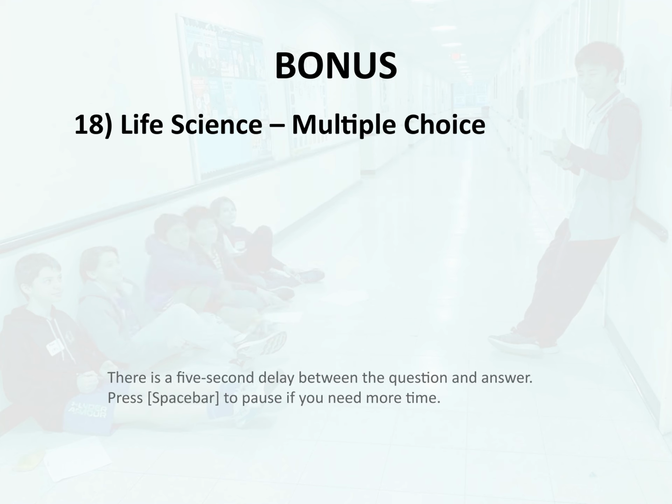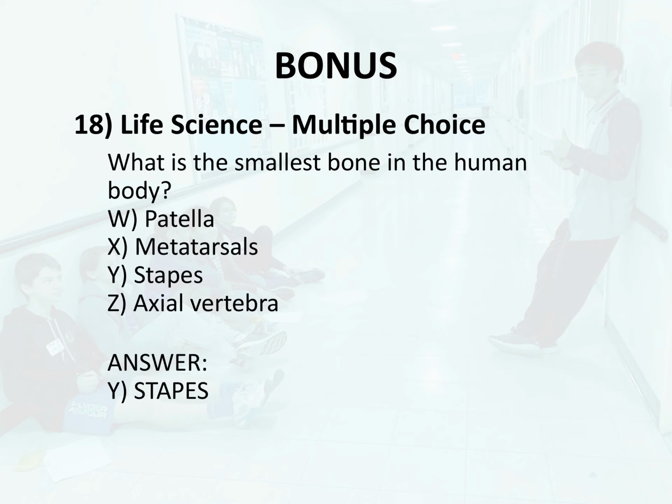Bonus 18. Life science, multiple choice. What is the smallest bone in the human body? W. Patella. X. Metatarsals. Y. Stapes. Z. Axial vertebra. Answer. Y. Stapes.